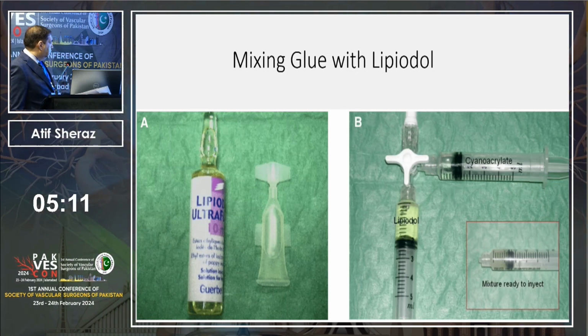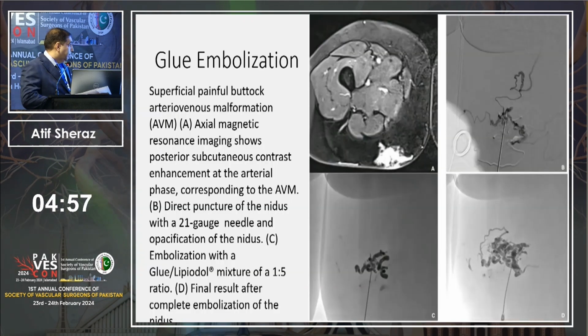So this is Lipiodol. It is generally available in Pakistan, and glue is again very commonly available. We mix these and then we inject. The concentration of these will depend upon the flow rate. So this is an example of glue embolization. There is this AVM on the anyway. So this is the AVM, contrast opacified.